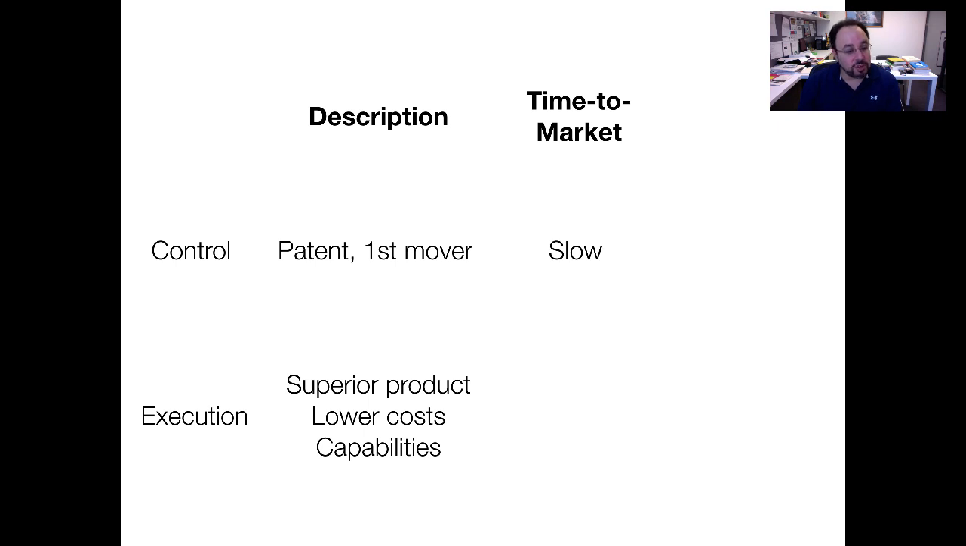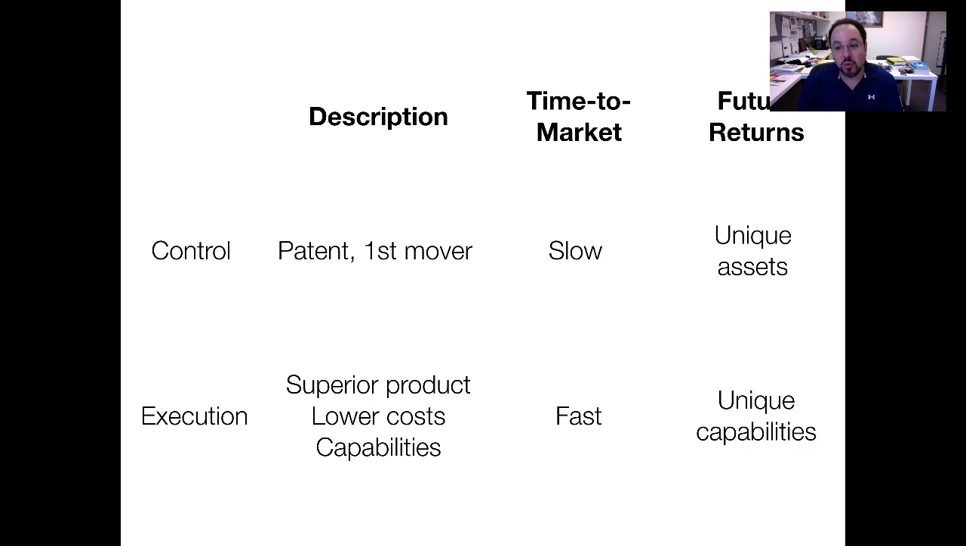Time to market will be slow for control, faster for execution. And the future returns will depend, in control, on the unique assets that you actually have control of, whereas the future returns from execution depend on unique capabilities. And I know what you're thinking, these existing companies today. There's a reason why, when you compare Microsoft and Apple, Apple seems to be undervalued by the market relative to its earnings. Well, part of that is because of this difficulty the market has. Microsoft, they have assets, they've got user base, they've got lock-in, things we understand. Apple have capabilities, very hard to do.